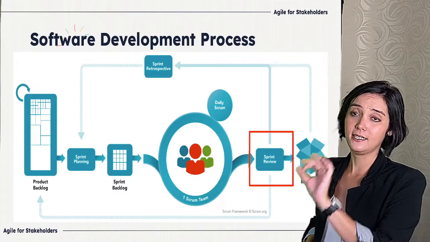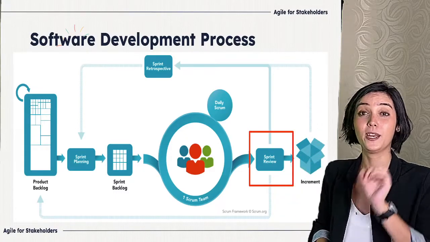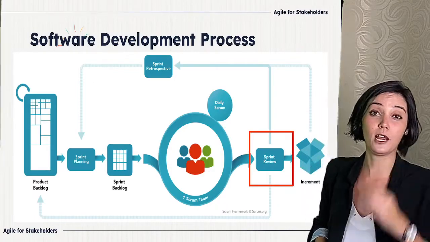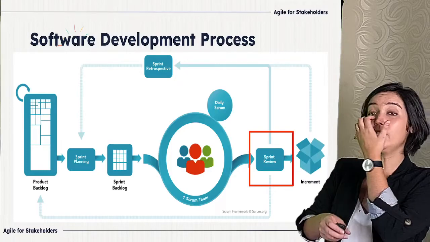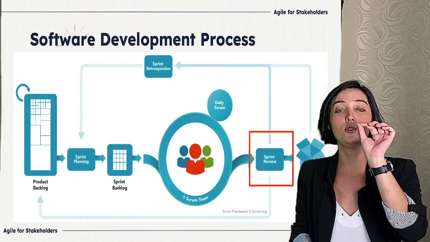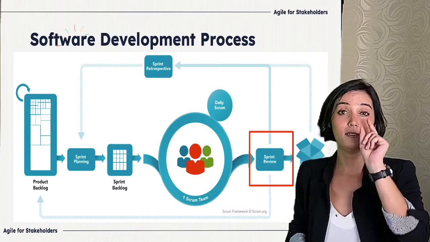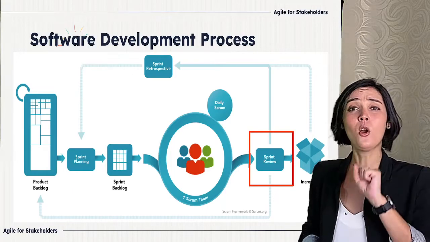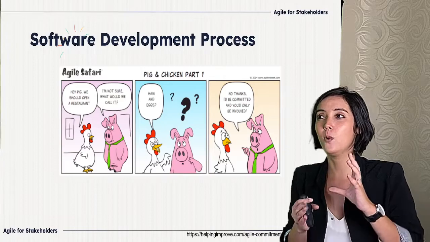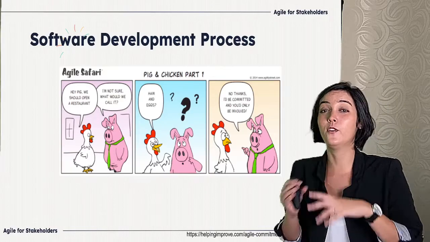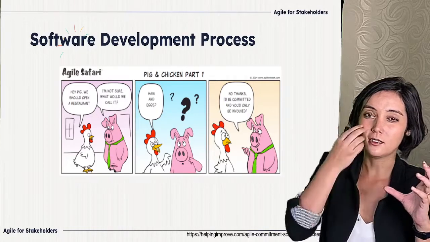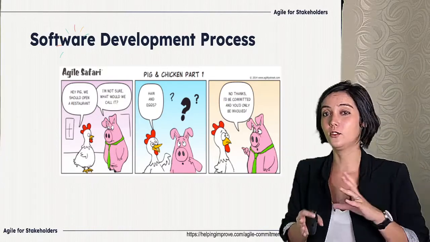And I highlighted the sprint review there because the sprint review is an essential event in software development using Scrum, or even other frameworks. At least in some part you see that you are essential. So just to talk about commitment, and when you are committed and when you are involved, I think you have heard about the chicken and the pig in the restaurant.